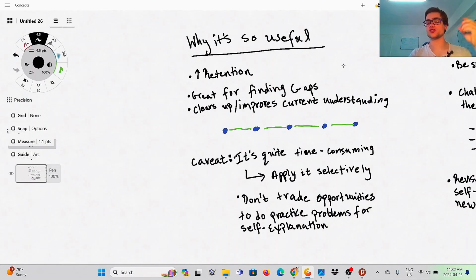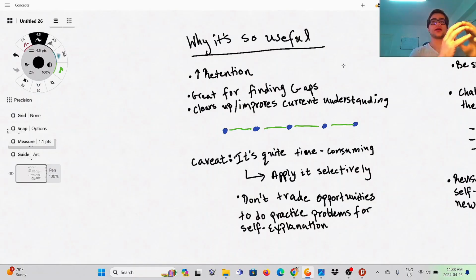Retention. So again, just general retrieval improves retention. It's great for finding gaps. So I'd say that's the main problem that self-explanations solve. And there are a few caveats to actually using this in a way that allows you to find gaps, that we'll look at in a sec. But it's great for finding gaps. So if you find yourself confused on something, generating a self-explanation in the way that I'm about to show you is extremely helpful. So the other thing is it clears up and improves current understanding. And again, you have to apply it in the right way for it to do that.